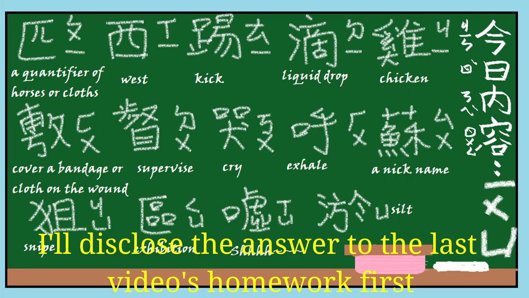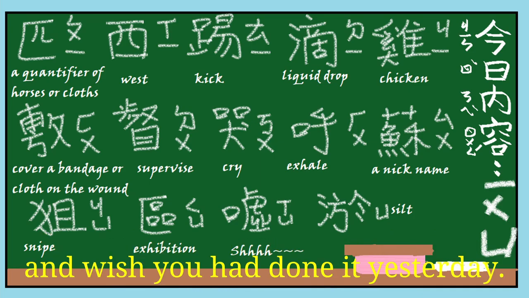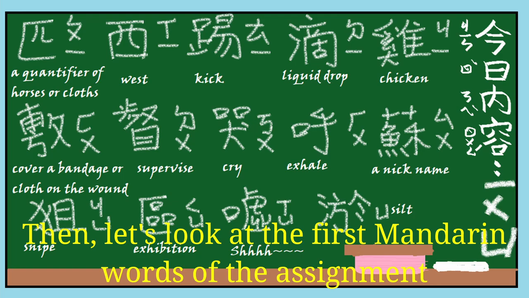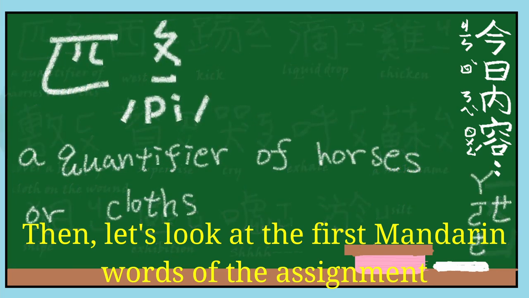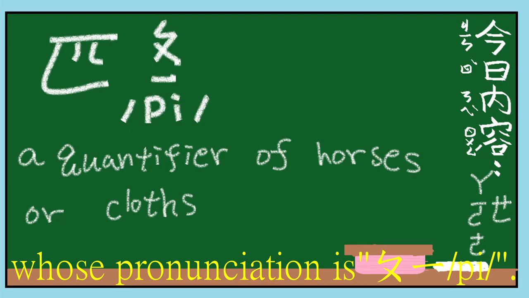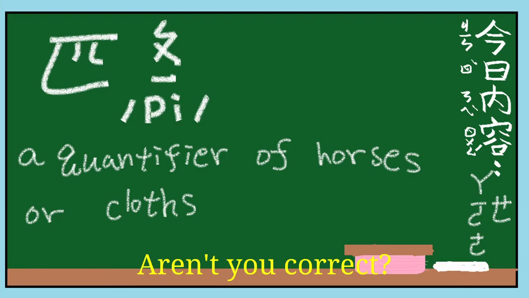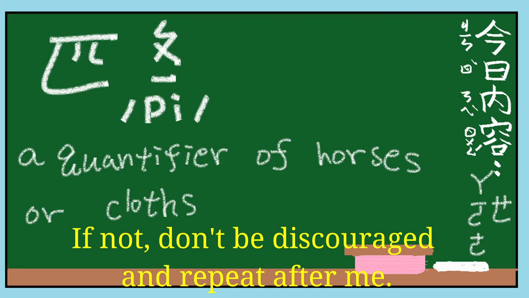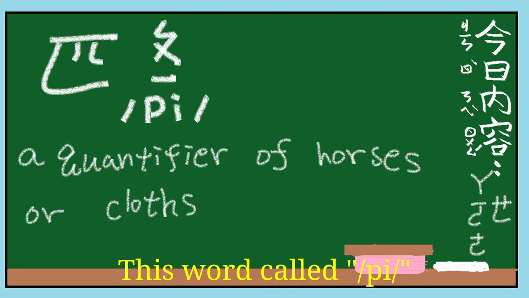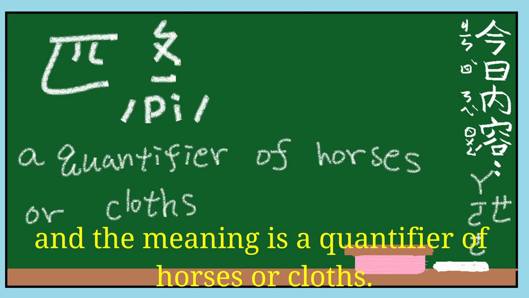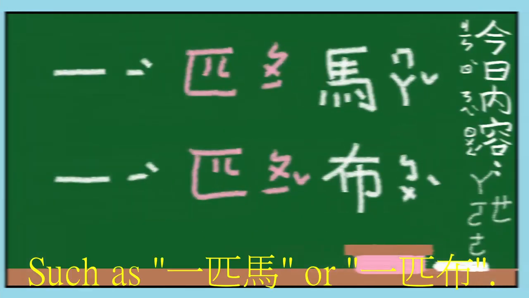This time, I'm going to introduce the second downward Zui string called A O E A. However, before today's lesson starts, I'll disclose the answers to the last video's homework, and I wish you had done it yesterday. Then, let's look at the first Mandarin word of the assignment, whose pronunciation is P. Are you correct? If not, don't be discouraged and repeat after me.